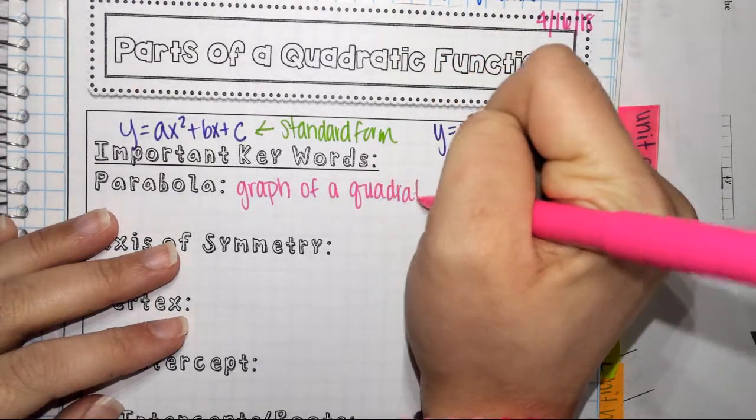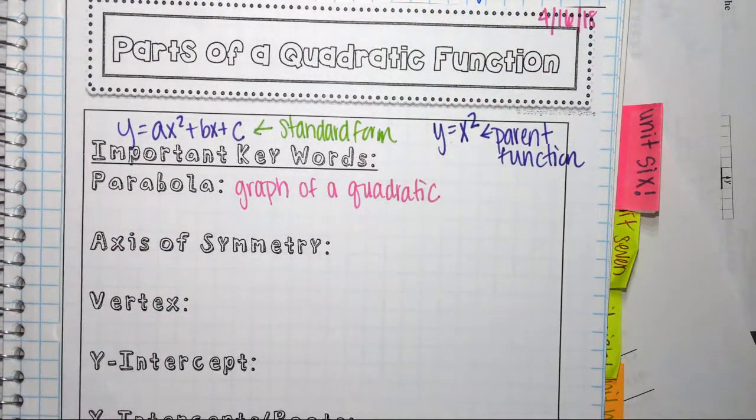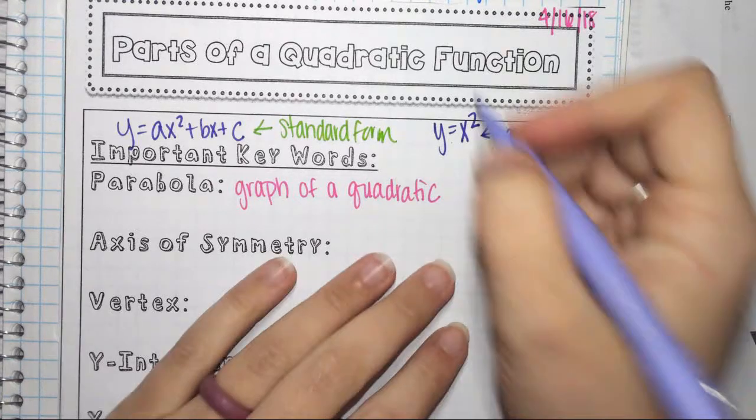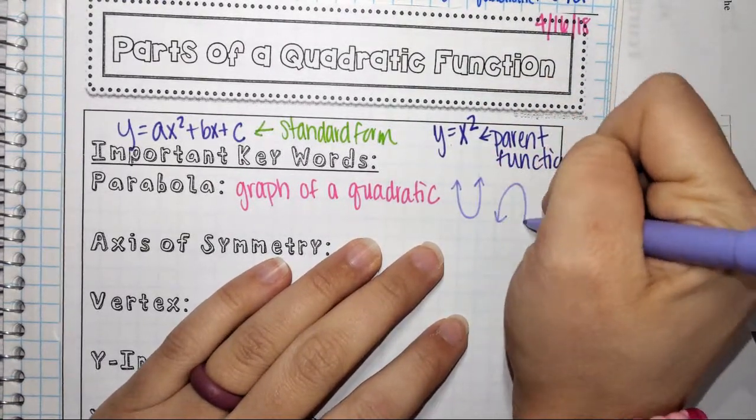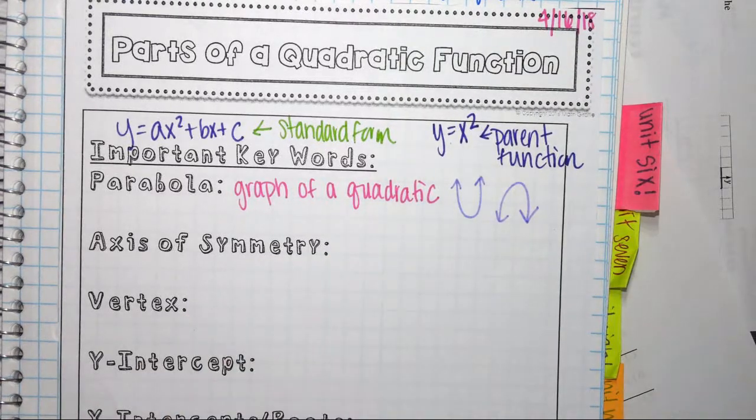And does it look like a U or a V? U. It looks like a U. Good. Take a point. And how many different ways can it look? Two. It can open upwards or downwards. Good. So it can look like these, or it can look like these.